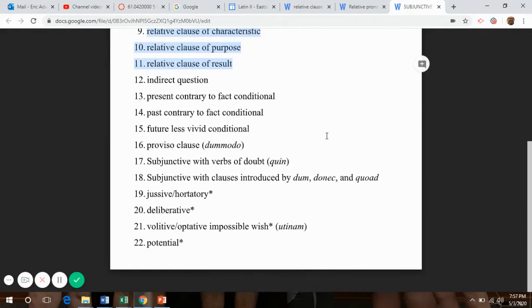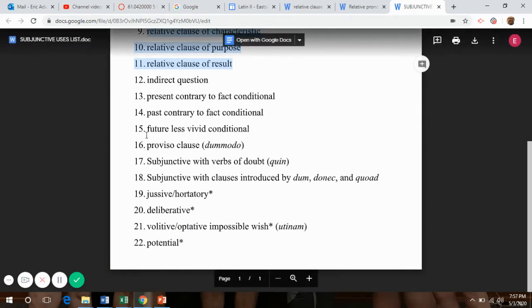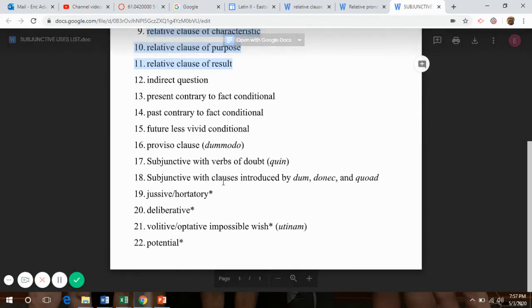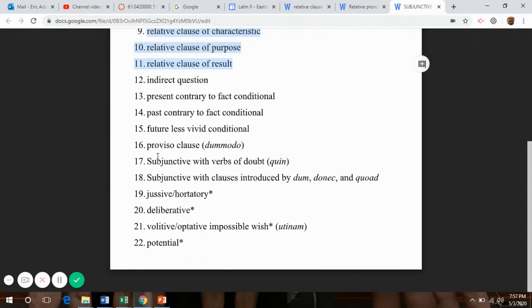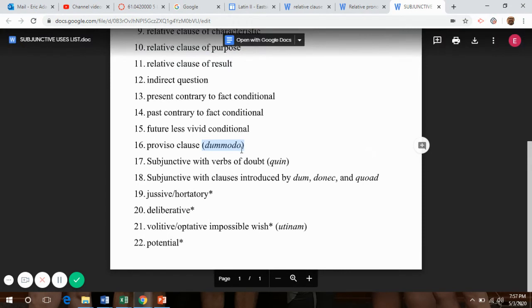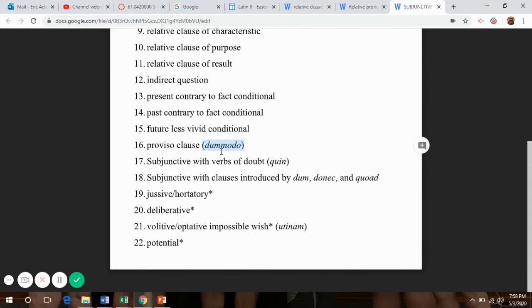The next installment is merely a quick run-through of these clauses. Now, I'm not even going to have a study guide for them. Number 16, 17, and 18, they are called the proviso clause, dumodo. All you need to know is that when you see dumodo and you have a subjunctive verb, it is a proviso clause, which merely means it gives a provision, and dumodo is translated as provided that. That's all you need to remember. Dumodo means provided that, and it requires a subjunctive verb.